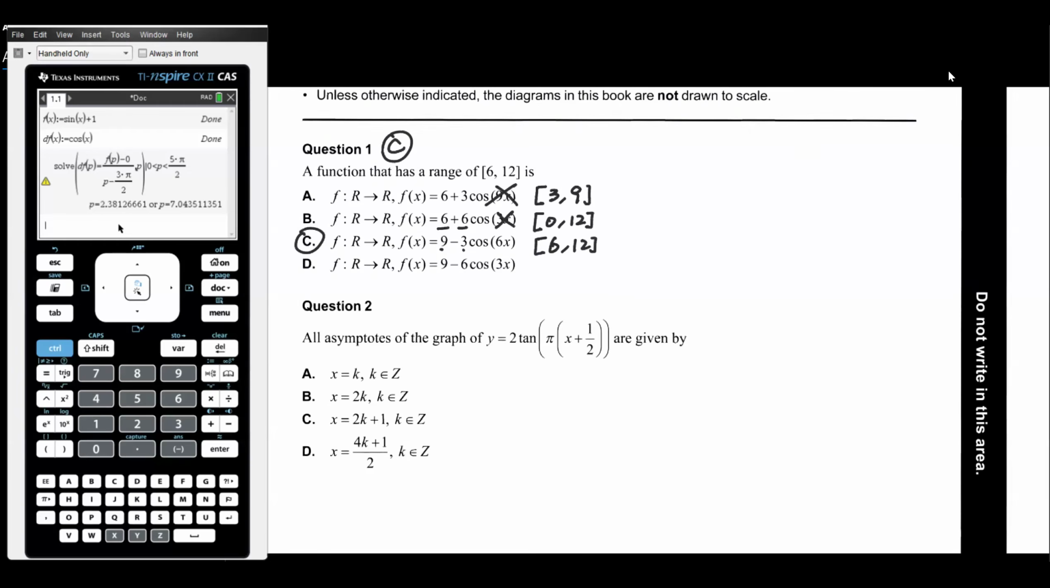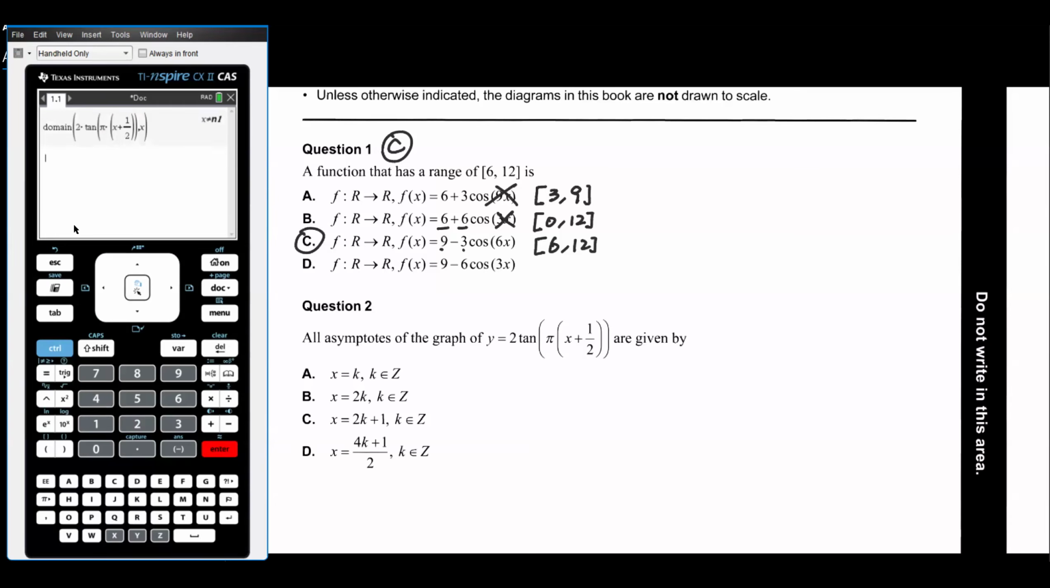Question 2, all asymptotes of the graph y equals 2 tan(pi x) plus half. So let's have a look at the CAS calculator. I'm going to use the domain function: 2 tan(pi x plus 1/2), comma x. So you can see the x values cannot take integers. That means if x is not equal to k, where k belongs to the integers, then the asymptotes would be x equals k.